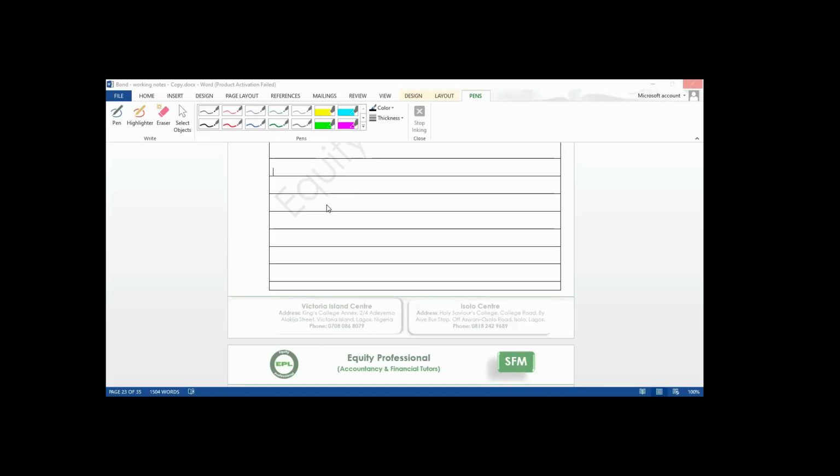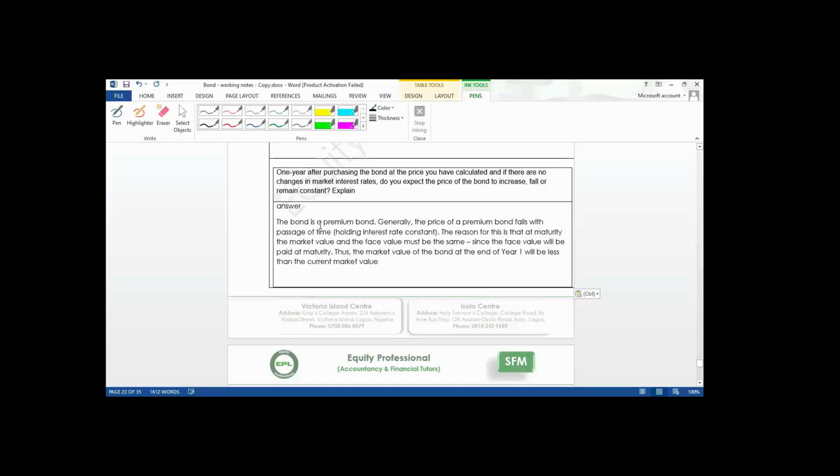All right. Look at the answer here. One year after purchasing the bond at the price you have calculated, and if there are no changes in market interest rate, do you expect the price of the bond to increase, fall, or remain constant? Explain. The bond is a premium bond.